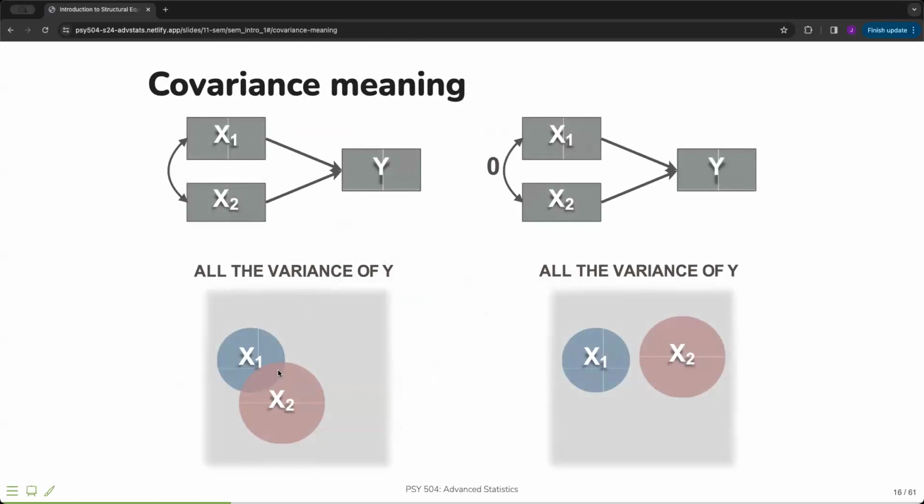But the beauty of structural equation modeling, of path modeling, is that they don't have to correlate with one another. Maybe you have strong theory that suggests that x1 and x2 are not correlated with one another. What's cool is we can actually just set this correlation to 0, as I'm depicting here, and that means that there's no shared variance between those two variables there.